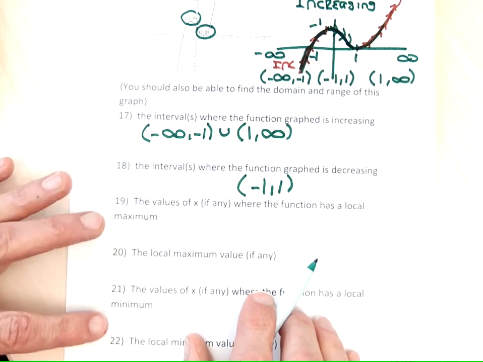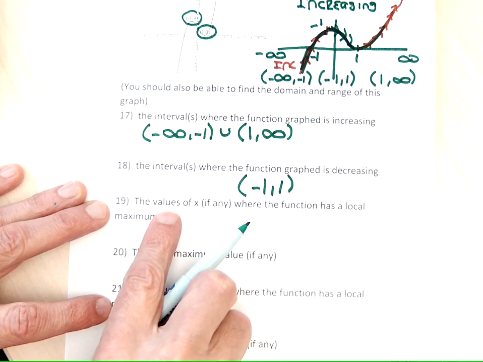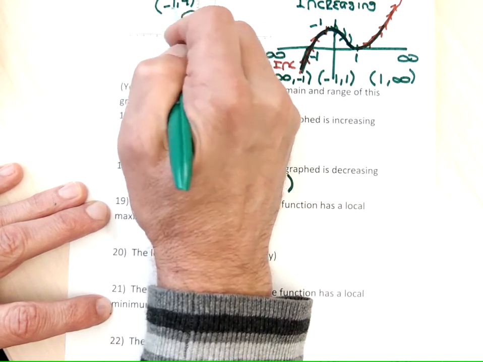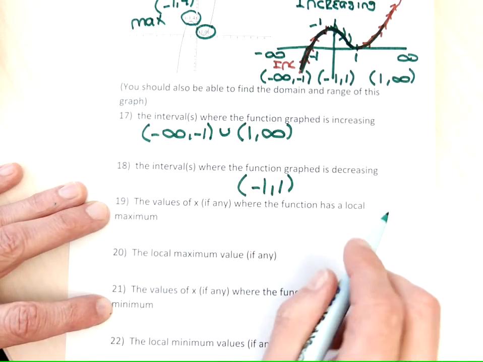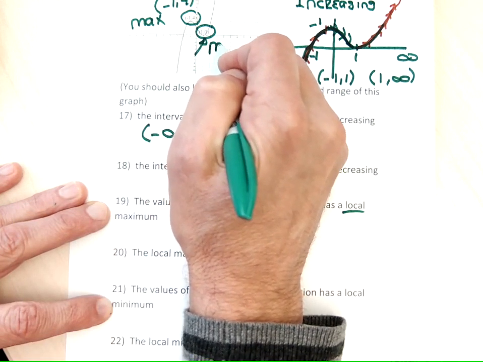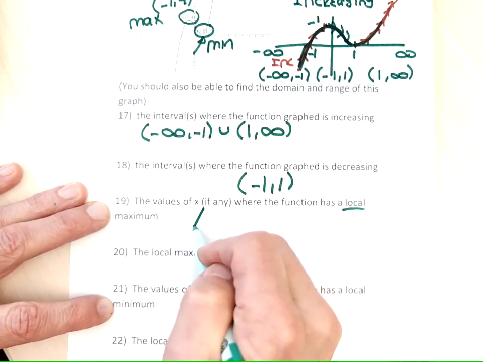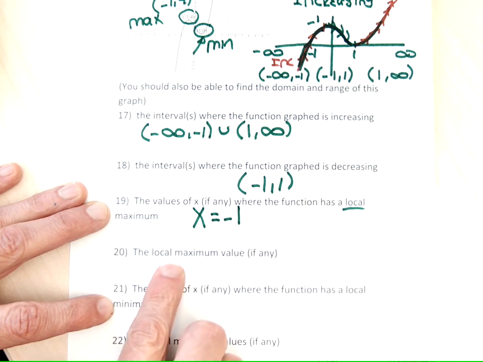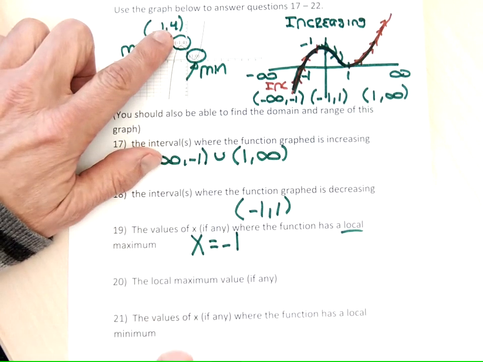In terms of 19, 20, 21, and 22, 19 wants me to find the x value of the maximum. This point, (-1, 4), because it's a high point, we call a maximum point. Technically a local maximum. I don't have room to write that. And that point (1, 0) is a minimum point. 19 wants the x value of the maximum point, which is x equal to negative 1. 20 doesn't specify it so nicely, but it wants the y value of the maximum point, which is 4.